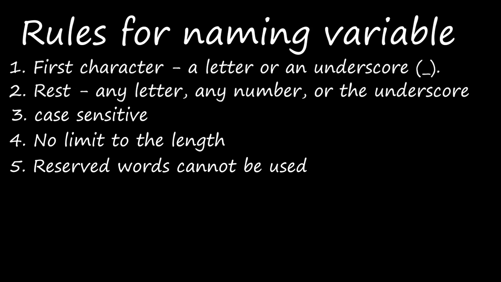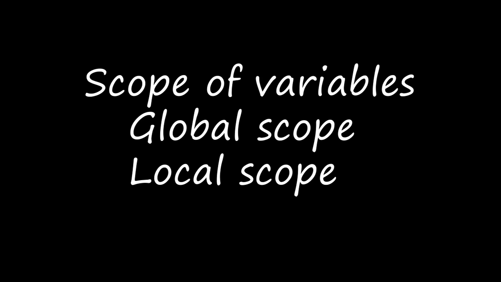The next one is the scope of a variable. Scope means the lifetime of a variable. Variables can have global scope and local scope, that is, global variables and local variables. Global variables can be defined anywhere in the JavaScript code. They can be defined everywhere.